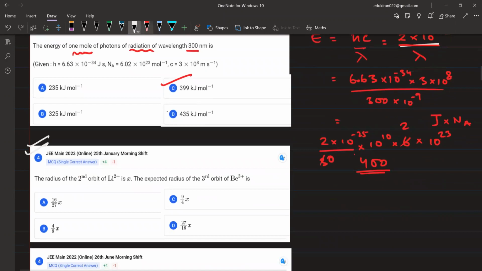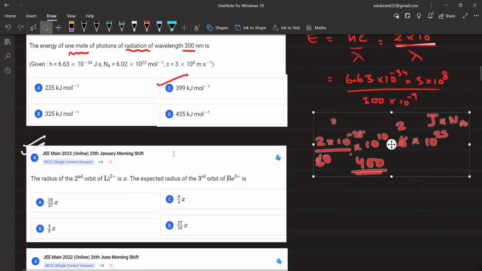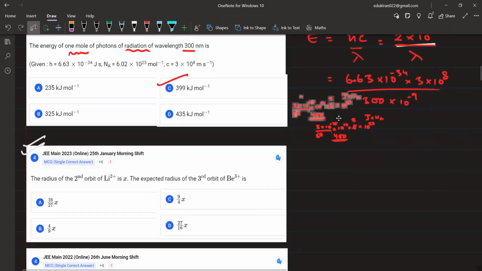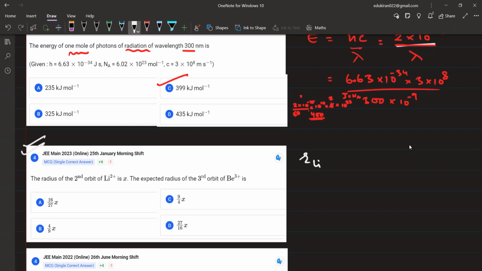The radius of the second orbit of Li2+ is x. The expected radius of the third orbit of Be3+ will be how much? Now, the radius of Li will be equal to how much? According to the formula, for an atom we can write R0 into n square by Z. How much is n square upon Z?